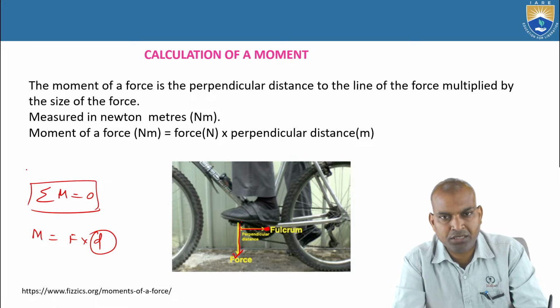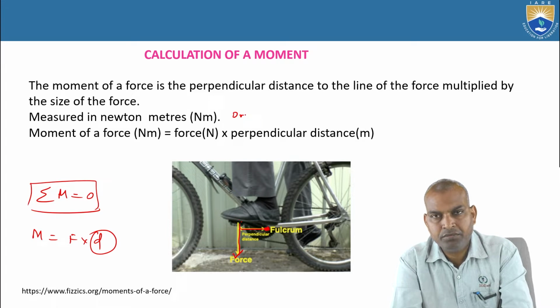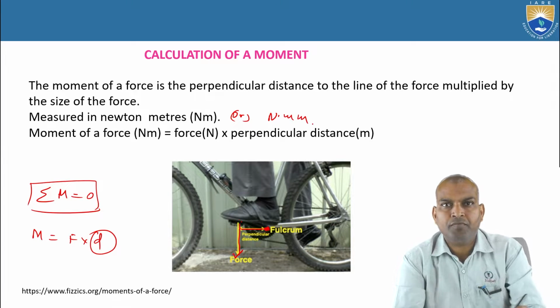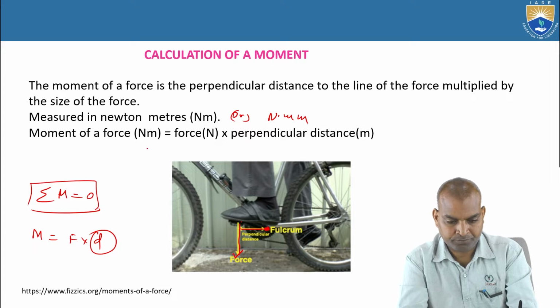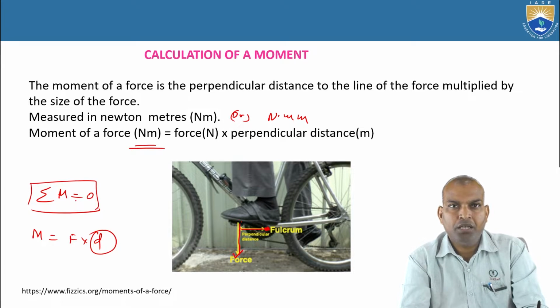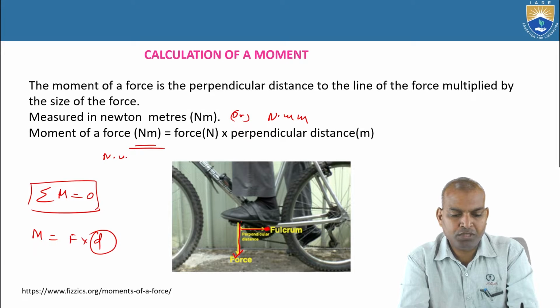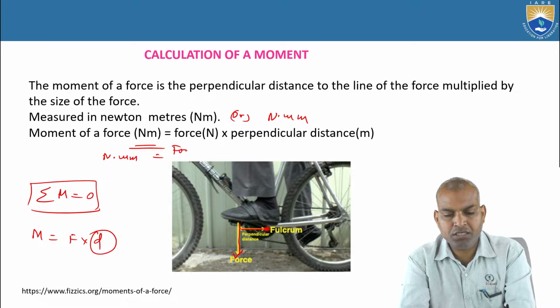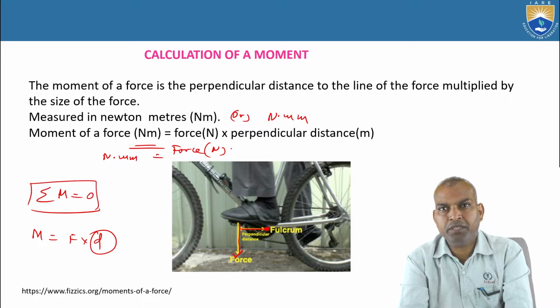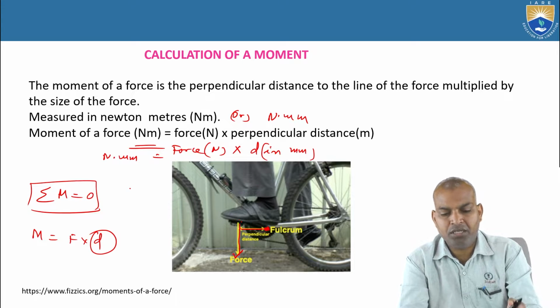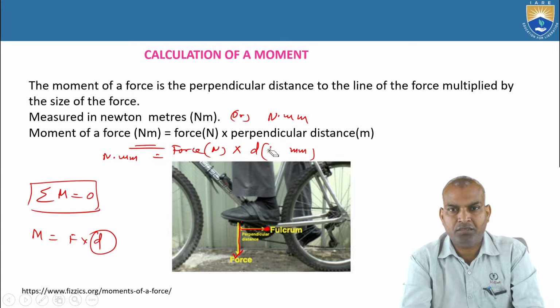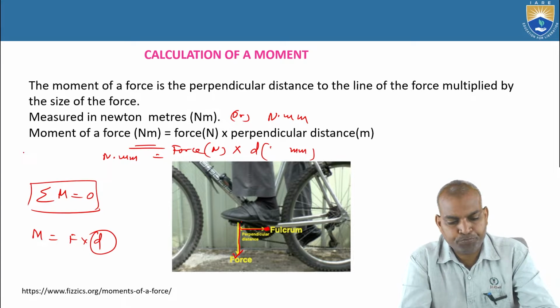So the moment is measured in terms of Newton meters or Newton millimeters. The moment of a force in Newton meters equals the force in newtons times the perpendicular distance in meters. That's why it is Newton meter. If the moment of a force unit is Newton millimeter, that means the force is in newtons and the perpendicular distance D is in millimeters.